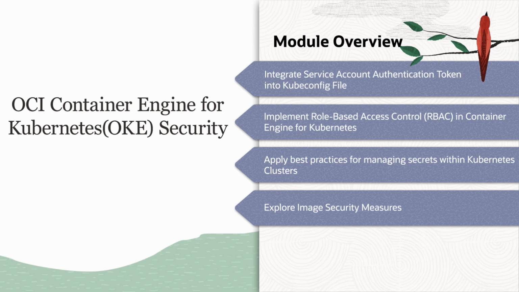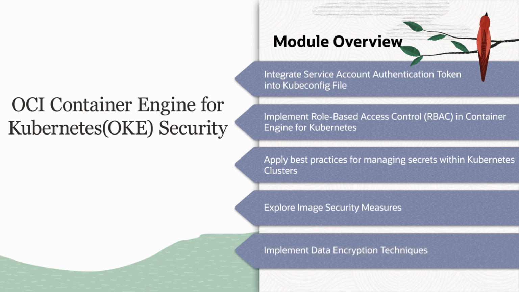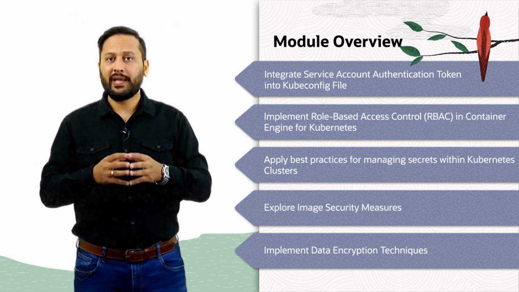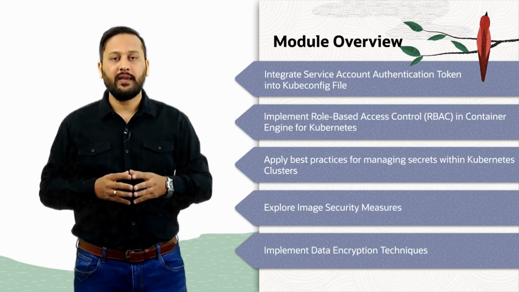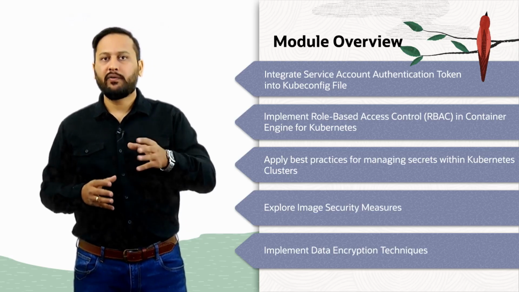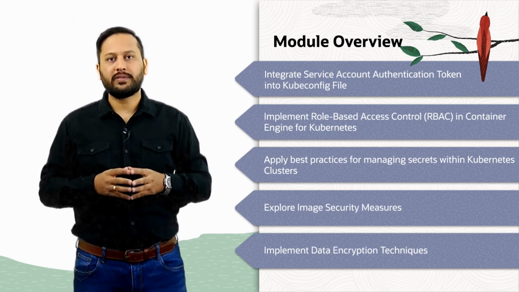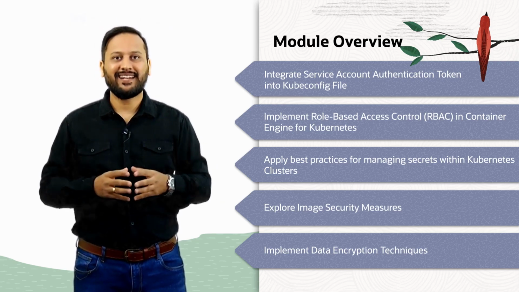But that's not all. We'll also tackle the vital topic of encrypting data at rest and in transit using various OCI services. From block volume service to the file storage service, we will explore different encryption methods to safeguard your data effectively. By the end of this module, you will gain a comprehensive understanding of Kubernetes security and compliance practices, empowering you to fortify your OKE clusters and secure your valuable resources within the cloud. So let's get started.